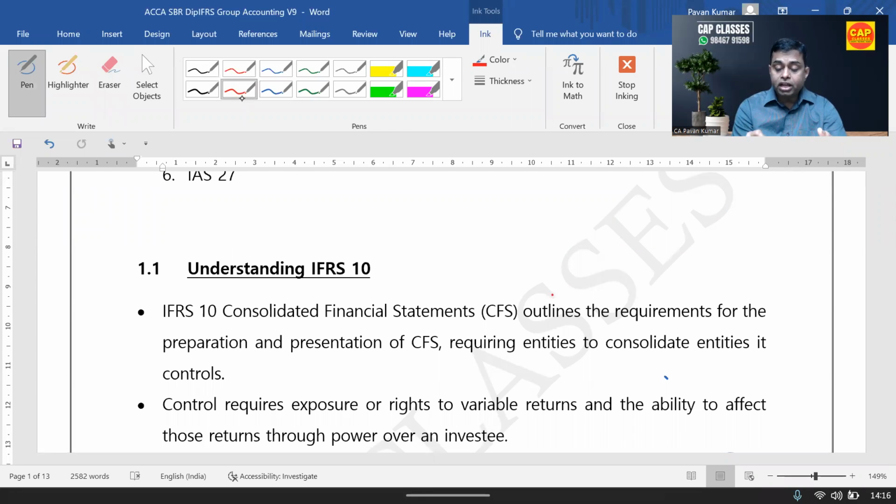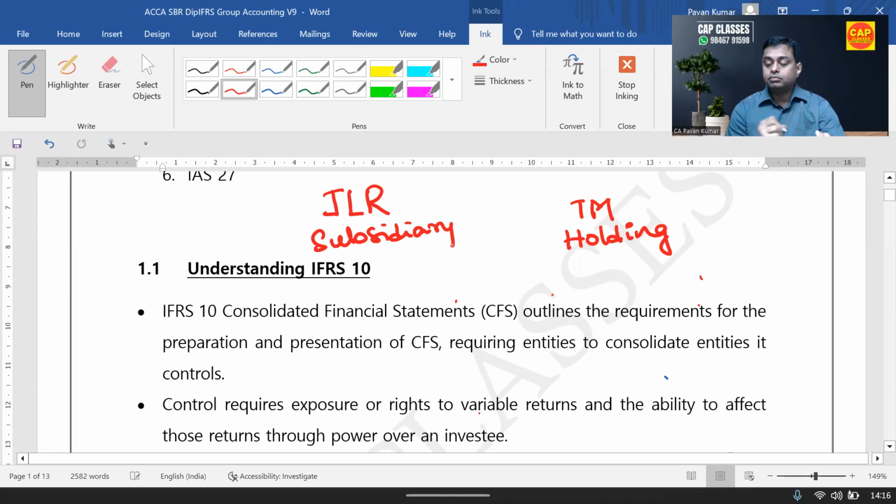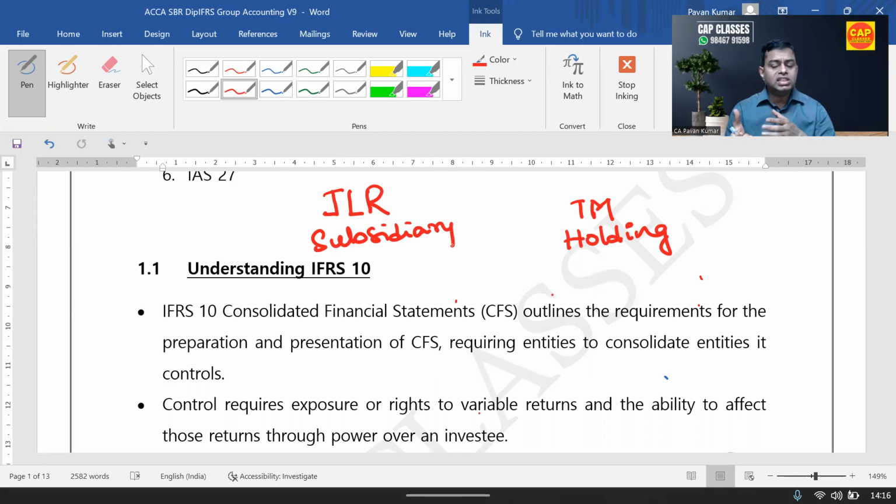There is a company called Jaguar Land Rover in the United Kingdom. There is a company called Tata Motors in India. This Tata Motors is a holding company. Jaguar Land Rover is a subsidiary company, because Tata Motors has acquired Jaguar Land Rover. Now, JLR, Jaguar Land Rover, is a subsidiary of Tata Motors. Okay, this is an old story. It is nothing new we are inventing.